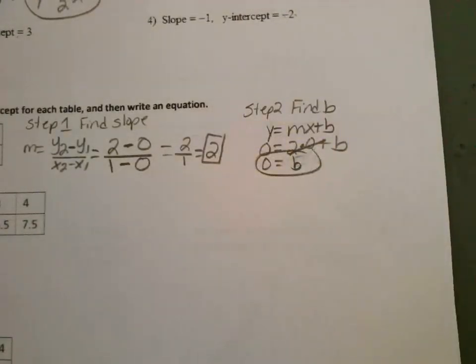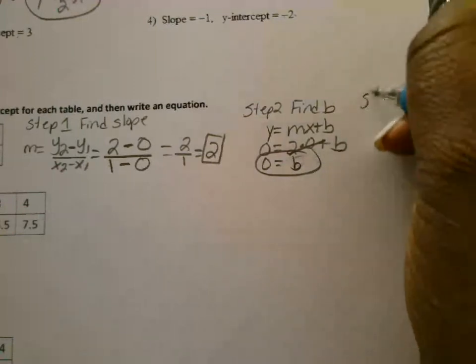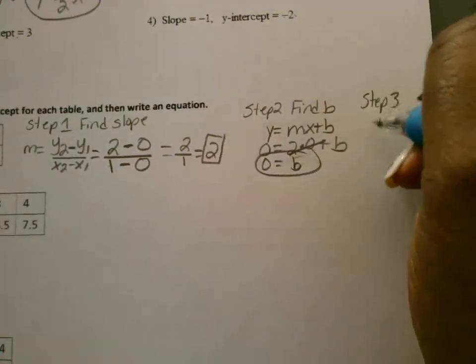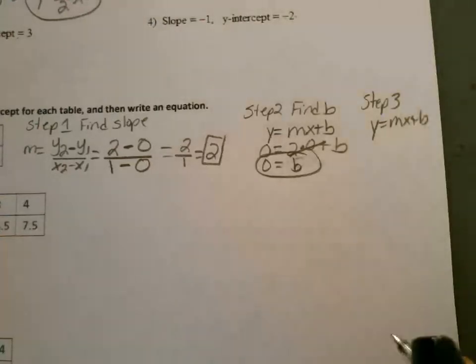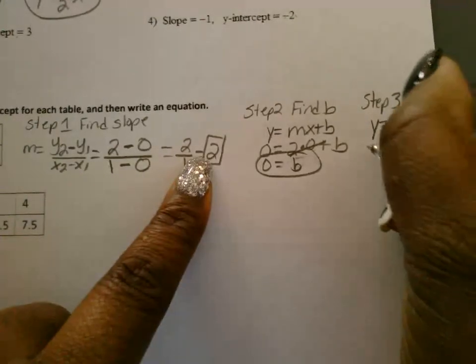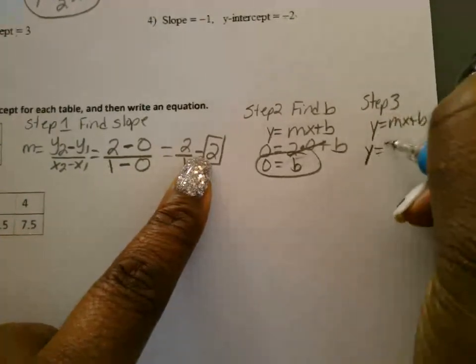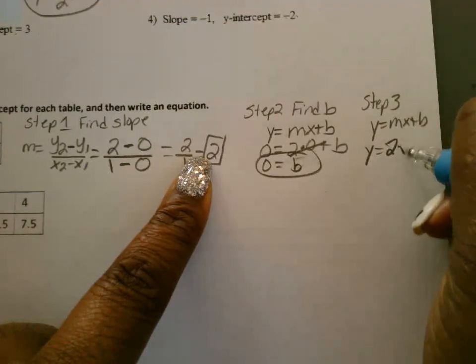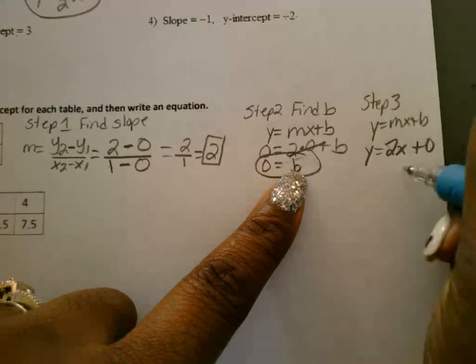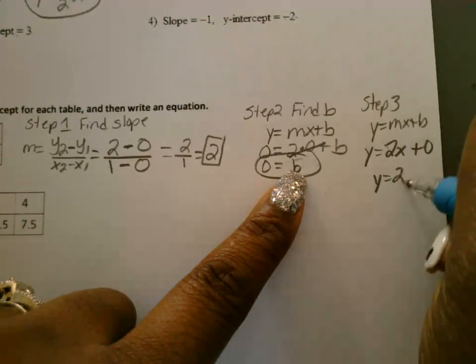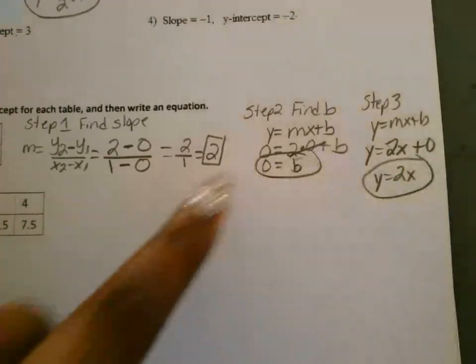So then my last and final step, y equals mx plus b. I'm going to replace m with 2. So that's y is equal to 2, bring down the x, and b is 0. So that's plus 0. Or I could just write it as y is equal to 2x. I don't need to write the 0.